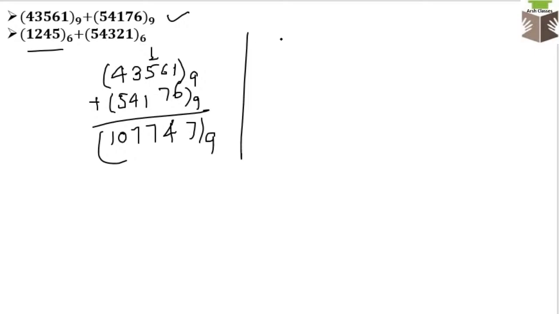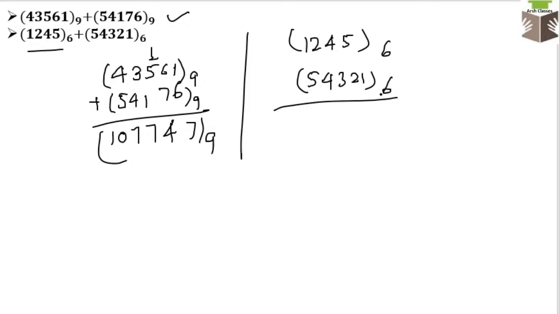Now quickly we will add this one also. 1, 2, 4, 5 is written in base 6, and this is 5, 4, 3, 2, 1, also written in base 6. Now as fast as you can do, you can write the answers. 5 plus 1 is 6, so this is 0, carry is 1. Now 4 plus 2 is 6, plus 1 is 7, so this is 1, carry is again 1. Now 2 plus 3 is 5, plus 1 is 6, so again we write 0. Now the carry is again 1, plus 1 is 2, plus 4 is 6, so this is again 0. 5 plus 1 is 6, so this is again 0 and 1. So this will be your answer, guys.